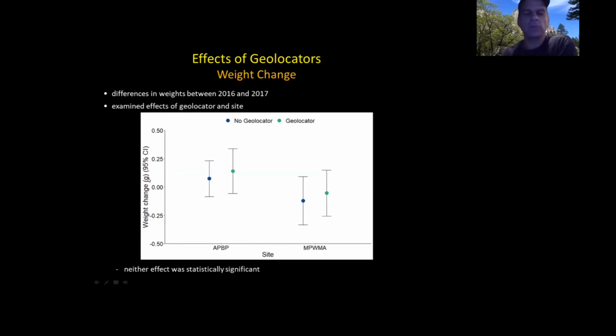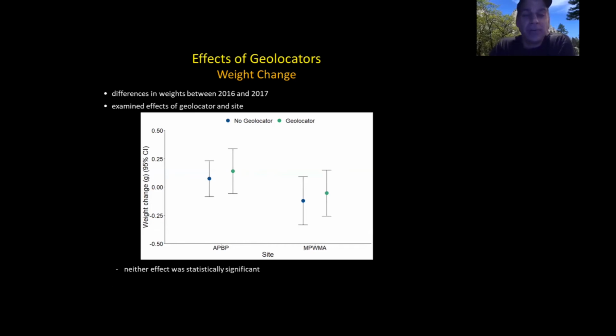Our sample sizes were really small, and neither of these effects was statistically significant, so I probably should not make too much hay from them. However, I do find it interesting that the results ran contrary to what we thought. At the Pine Bush, birds with geolocators on average not only gained weight, but gained more weight than birds without geolocators. And at Montague, all the birds on average lost weight, but again, birds with geolocators lost less weight than birds without geolocators.